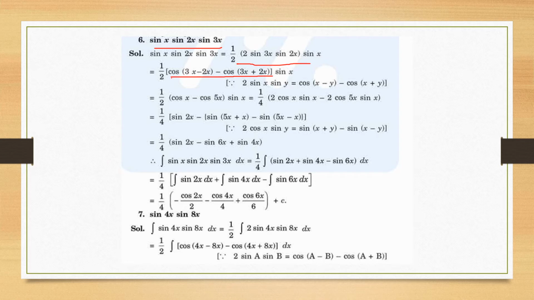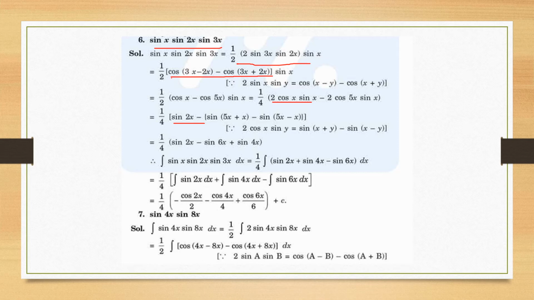So it becomes cos x, and this is sin x, right? Cos x minus cos 5x into this. So after opening, it becomes cos x sin x minus cos 5x sin x. So again you have to multiply and divide by 2. So this is your sin 2x, using the formula 2 sin A cos A.